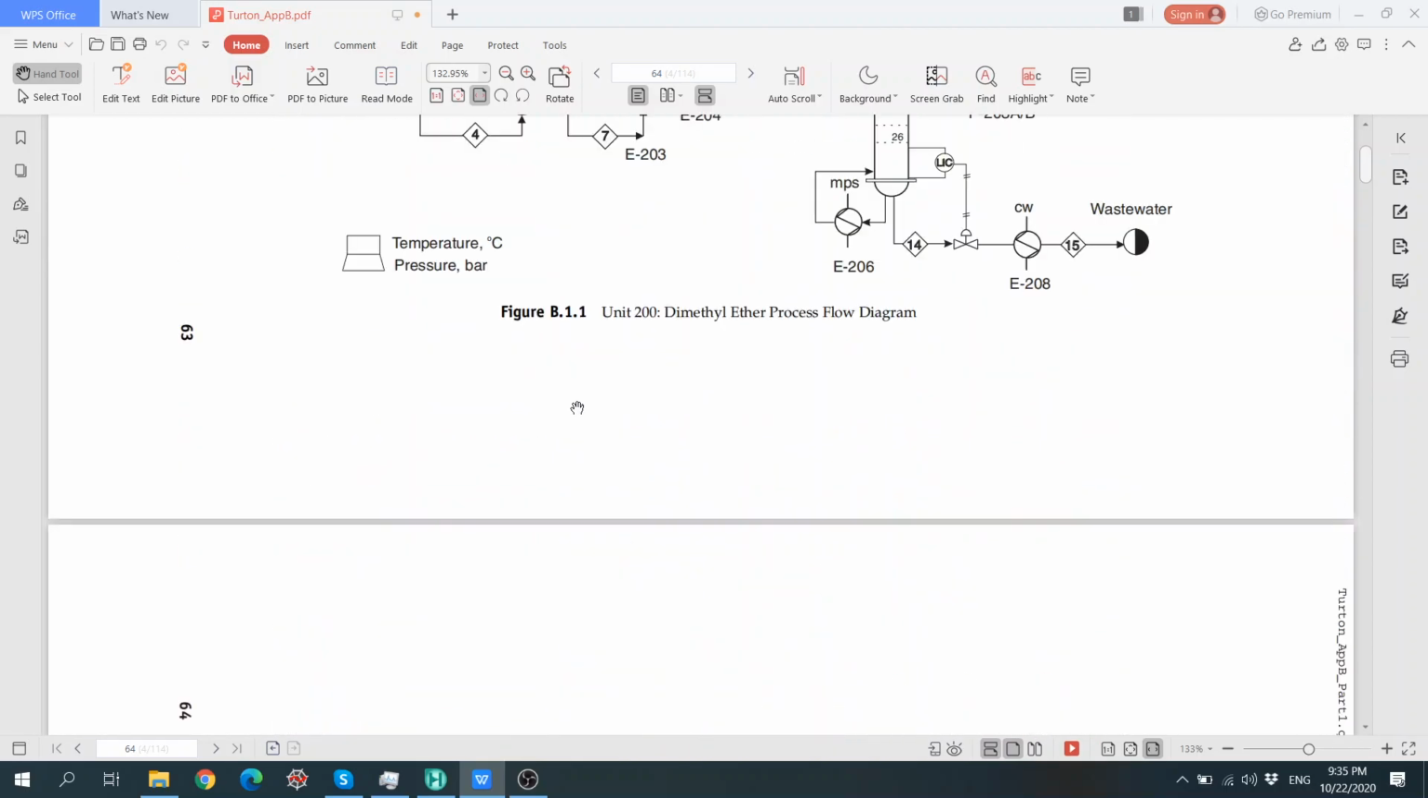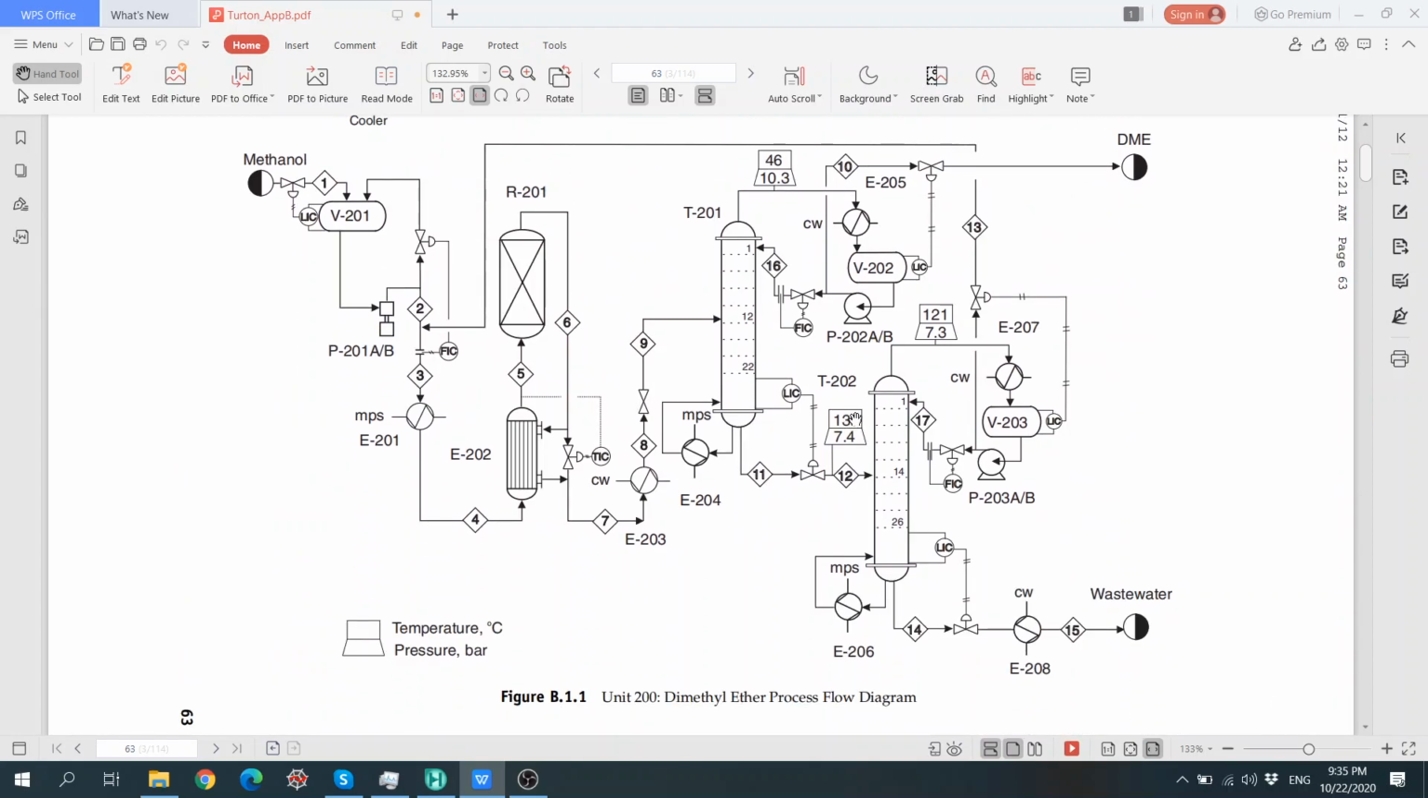Basically what we would like to do is to separate the DME to the top, and then we will have it at the distillate stream and send it to the storage, and the unreacted methanol and water will go down to the next unit. So we'll take a step back.